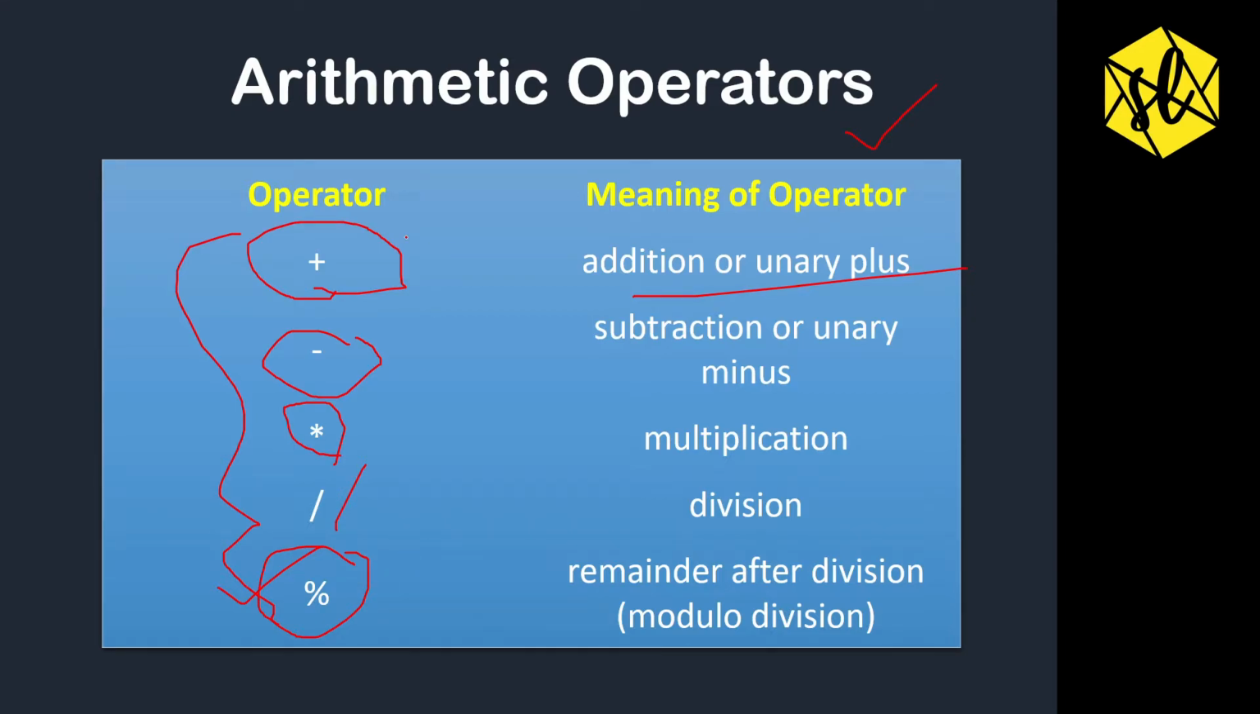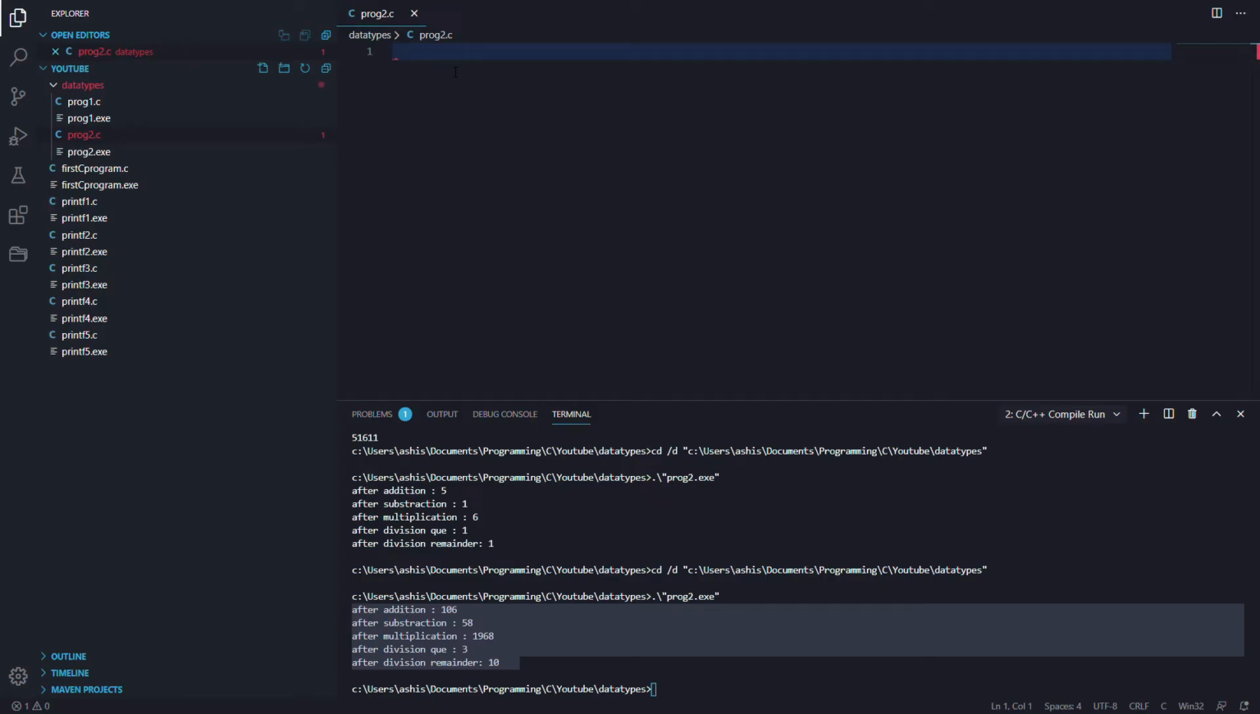For example, if we add 2 plus 3, we will get 5. If we subtract 3 minus 2, we will get 1. If we multiply 3 and 2, we will get 6. If we divide 3 and 2, then we will get 1. But when we give the modulus symbol, we will get 1 as output, that is the remainder of 3 and 2. So here we are back again in VS Code.